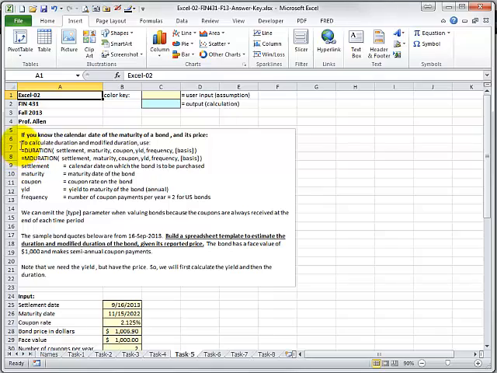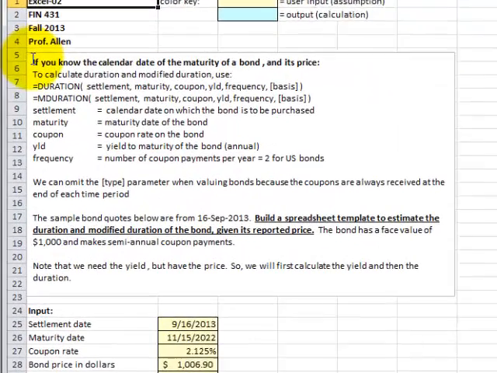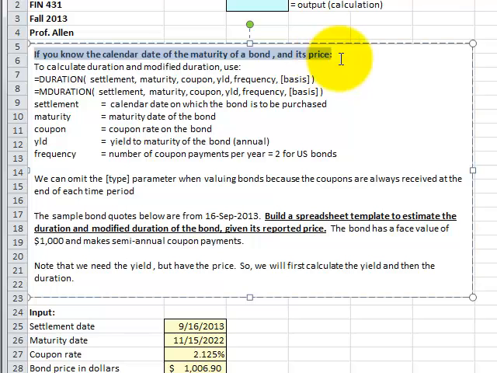In task number 5, we want to calculate the duration of a bond. We're going to assume here we know the calendar date of the maturity of the bond and its price. Here's the function we use to calculate duration. You'll notice the duration function needs the yield, but we have the price. So we'll take the price first, calculate the yield, then once we have the yield, we'll calculate the duration.